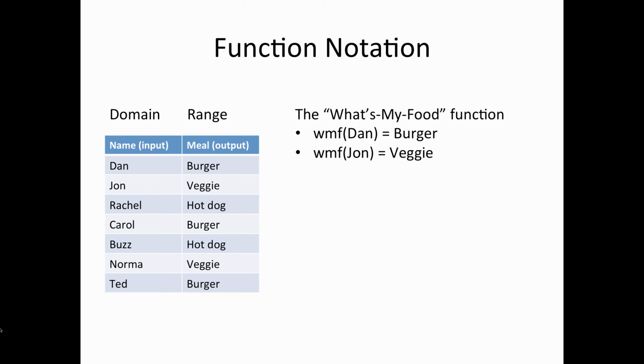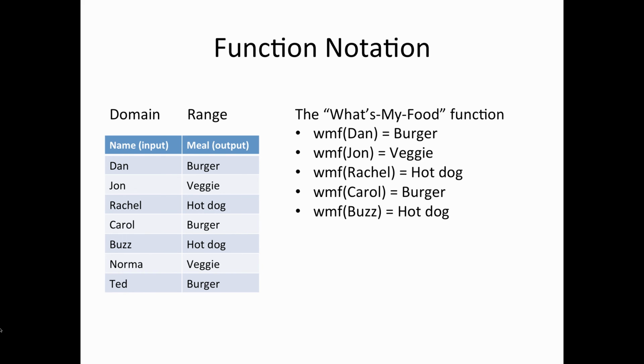WMF of John equals veggie. What's my food of John equals veggie meal. John got a veggie meal. WMF of Rachel. What's my food of Rachel? Got a hot dog. WMF of Carol. Well, Carol got a burger. WMF of Buzz. Buzz got a hot dog, and so on.